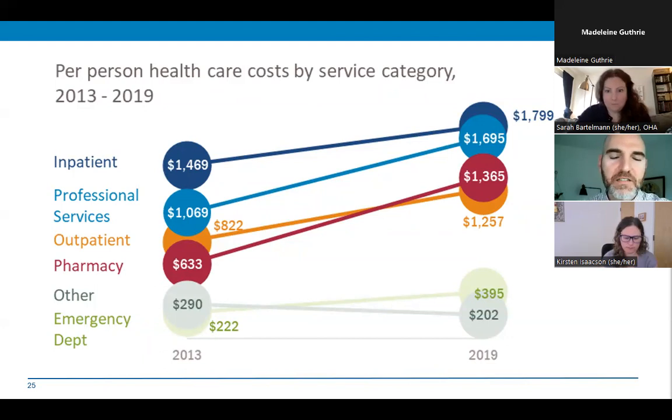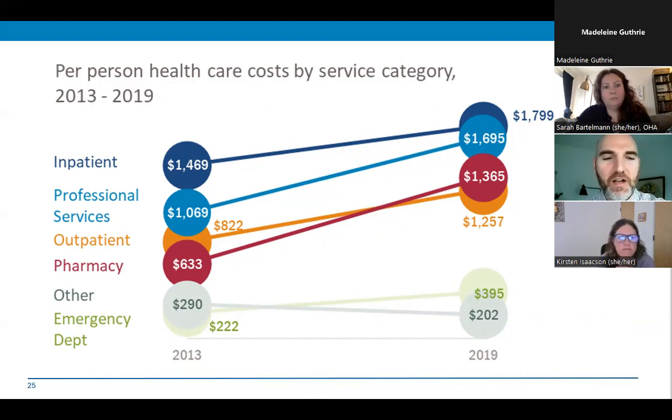Thanks, Sarah. So let's dig into the cost trend. Here we're looking at per person healthcare costs by each service category. The most expensive one is inpatient. Back in 2013, it cost $1,469, and then in 2019 that had increased to almost $1,800. Professional services is the second most expensive. Outpatient was the third, but actually as of 2019 was the fourth, because pharmacy, you'll notice, kind of nudged it away. So pharmacy was the fourth most expensive at $633, but elbowed its way into third place, $1,365, as more expensive as outpatient.